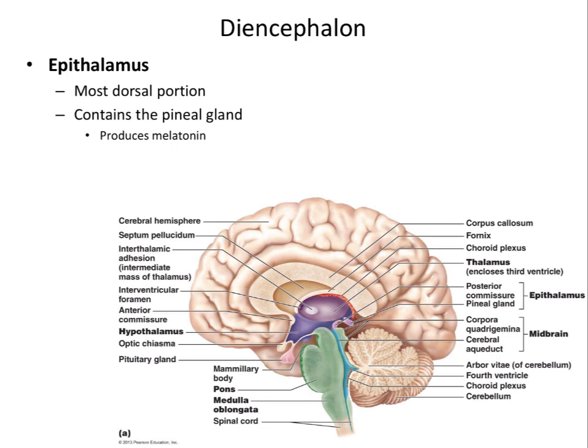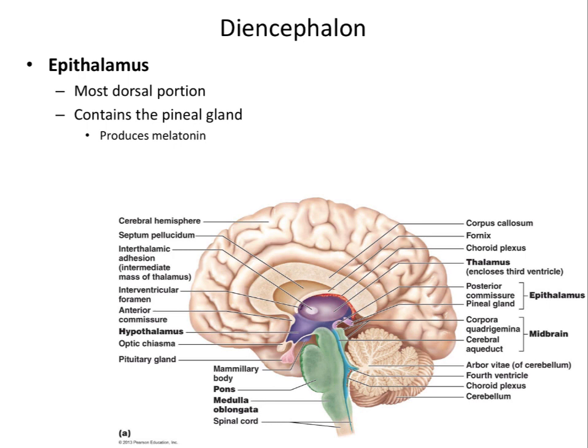The epithalamus is on the opposite side, up here, from the hypothalamus. This is the most dorsal portion of the diencephalon, and it contains the pineal gland. The pineal gland produces melatonin. Melatonin helps to make you sleepy at night.